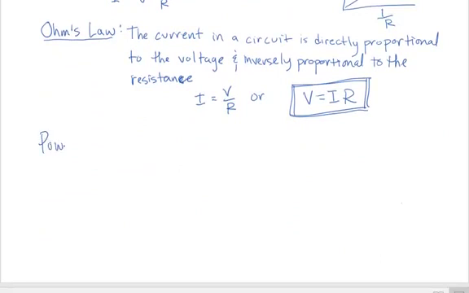Now we talked about power in our energy unit, right? We use the letter P for power, and the units were watts, capital letter W. And in circuits, we're going to describe or define power as the rate energy is used in a circuit.